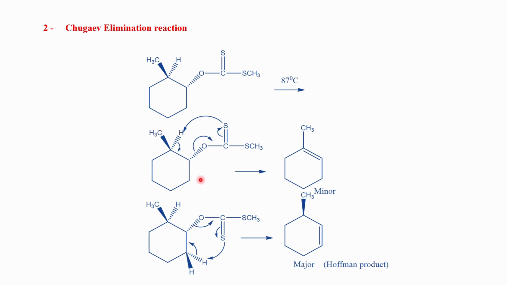But here is another beta carbon atom, and so there are two beta hydrogen atoms. One of the beta hydrogen atoms is on the same side as the xanthate ester group, and the sulfur captures this easily accessible proton from this beta carbon atom, forming this alkene, which is obtained as the major product. So this reaction indicates that the Chugaev reaction is regioselective, and hence the Hofmann product, or the less substituted alkene, is obtained as the major product.